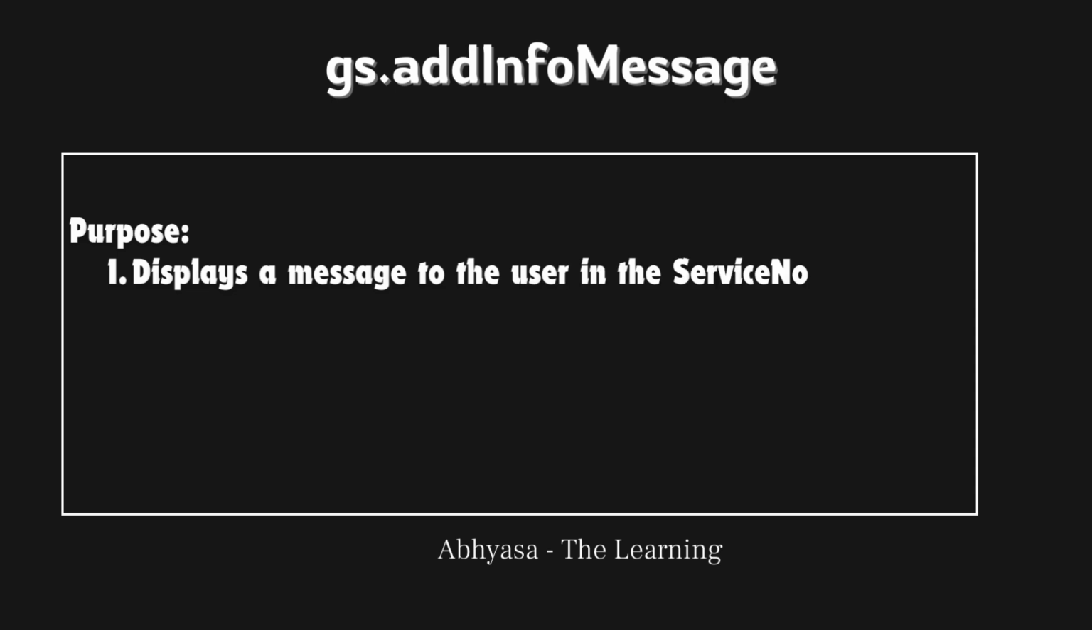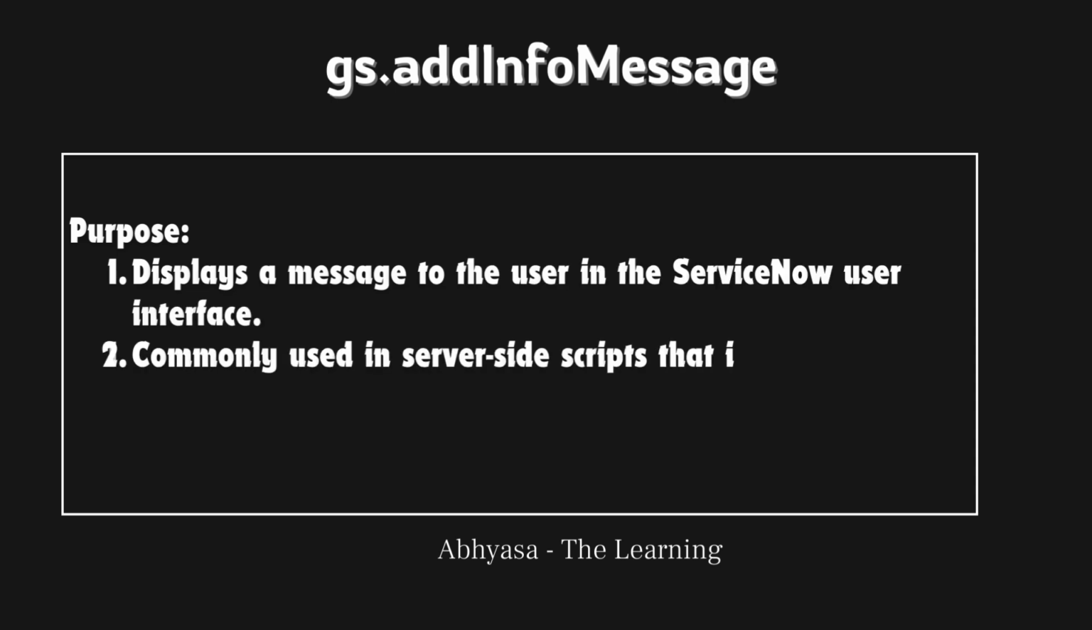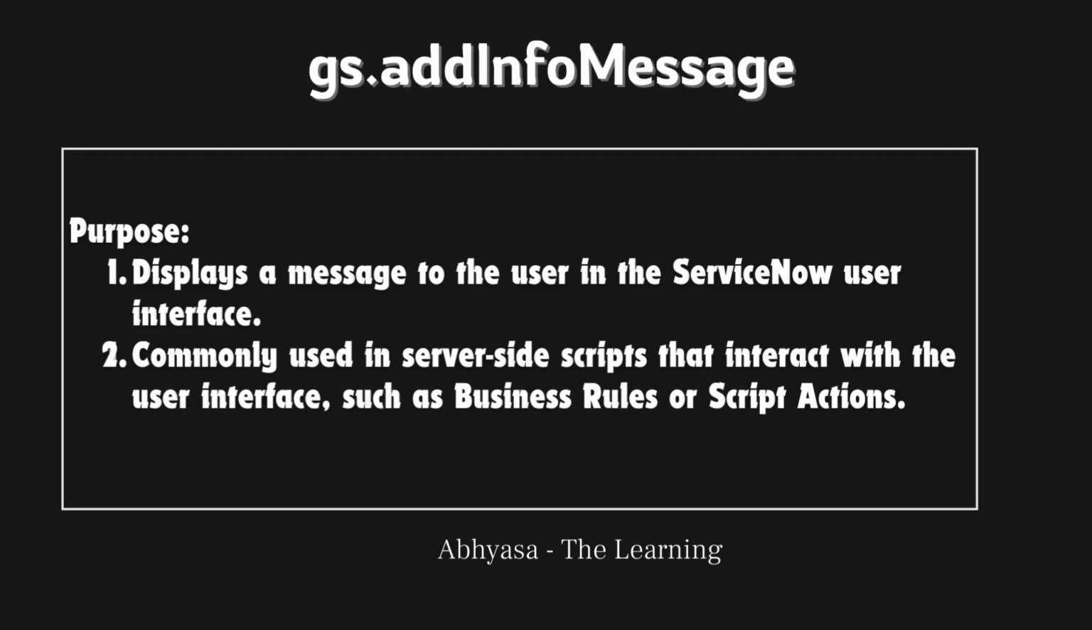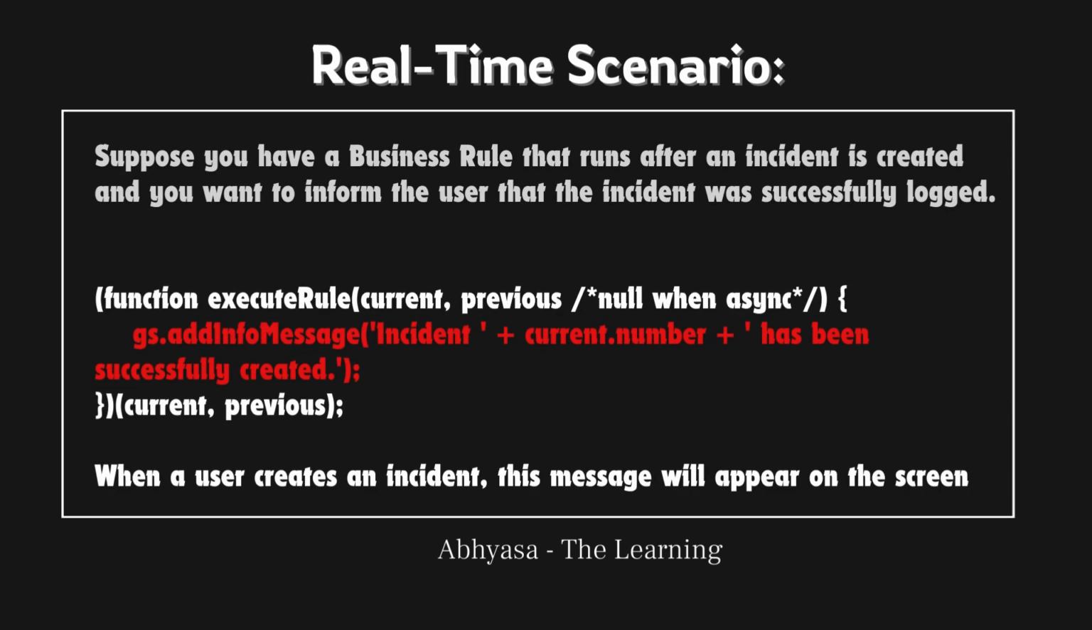gs.addInfoMessage. Purpose: displays a message to the user in the ServiceNow user interface. Commonly used in server-side scripts that interact with the user interface, such as business rules or script actions. Real-time scenario: suppose you have a business rule that runs after an incident is created and you want to inform the user that the incident was successfully logged.